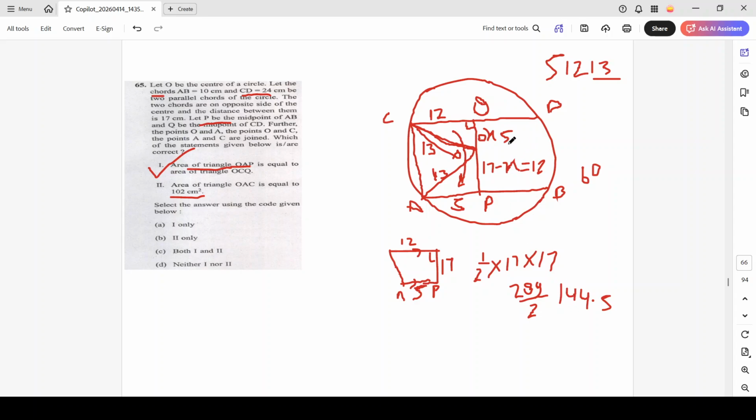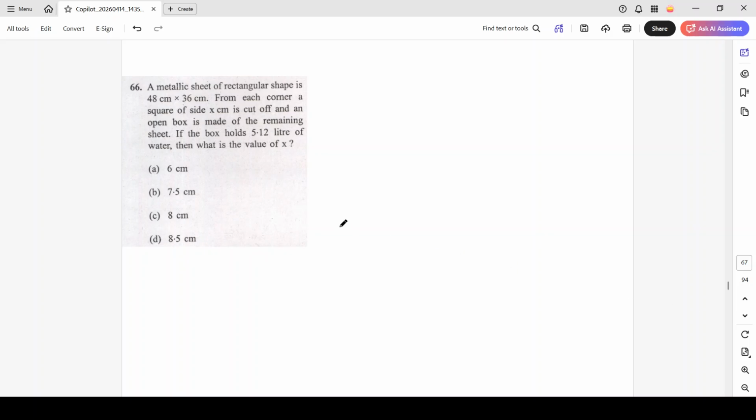So we subtract the area of these two triangles from this whole trapezium, then the area of this AOC is left out. So what is this? Minus 16. So we clearly see if we subtract the 16 from 144.5, it won't be 102. That means this statement is wrong. So what we have? Answer A as our answer. Now move on to the 66.